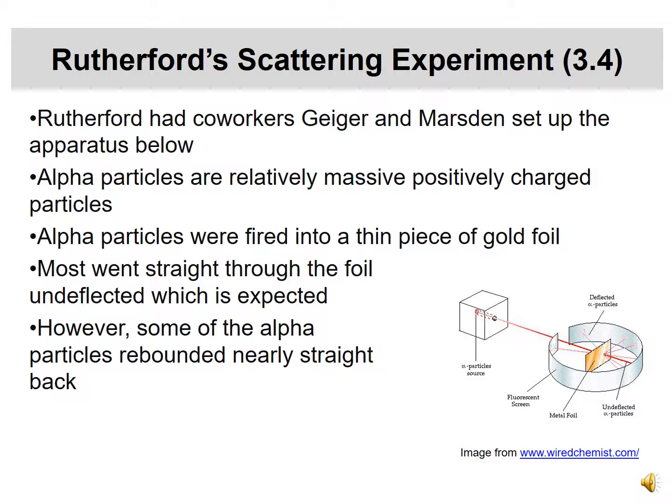If a gold sheet was solid material, everything all the way through, you might expect that the alpha particles would be bouncing back. If the gold foil was mostly empty space, you'd find out the alpha particles went straight through. So his idea was, let's see what happens when we do that. What he found out was that most of the alpha particles went straight through the foil undeflected, which means that mostly we're looking at empty space inside of the gold foil. But some of the alpha particles rebounded nearly straight back. I've read an analogy that's similar to hitting a piece of Kleenex with an artillery shell and having the artillery shell come straight back. Not what you would expect.